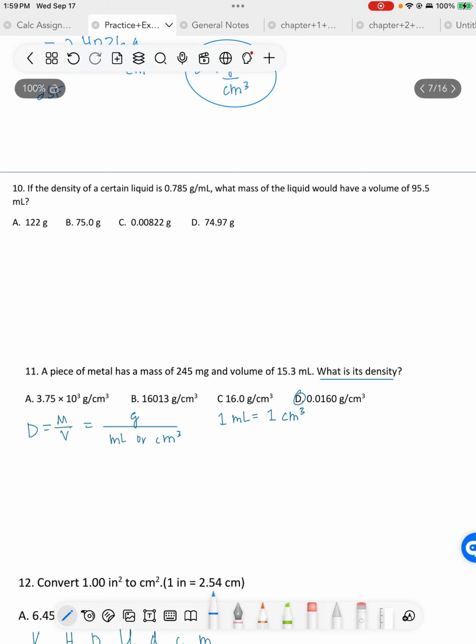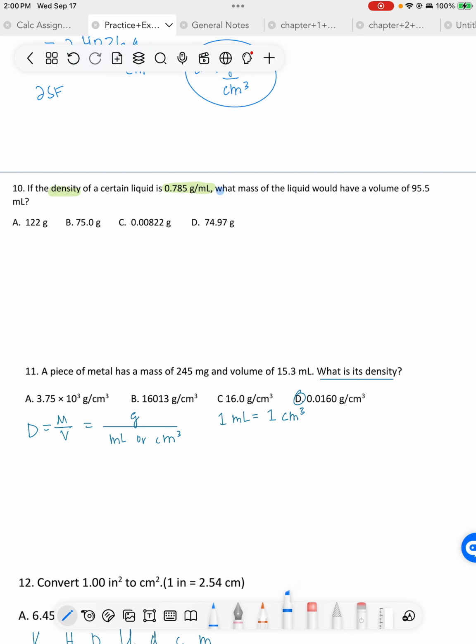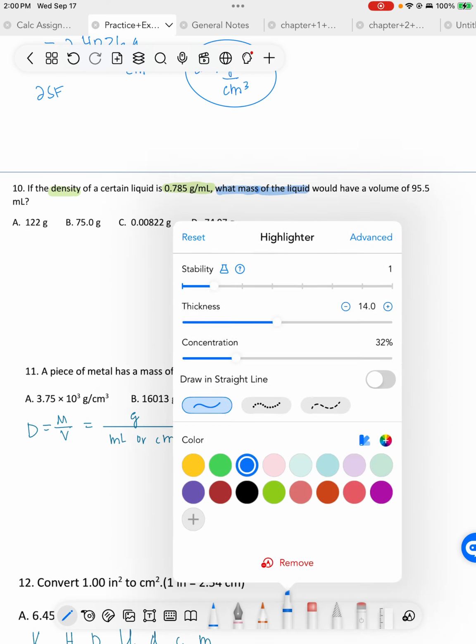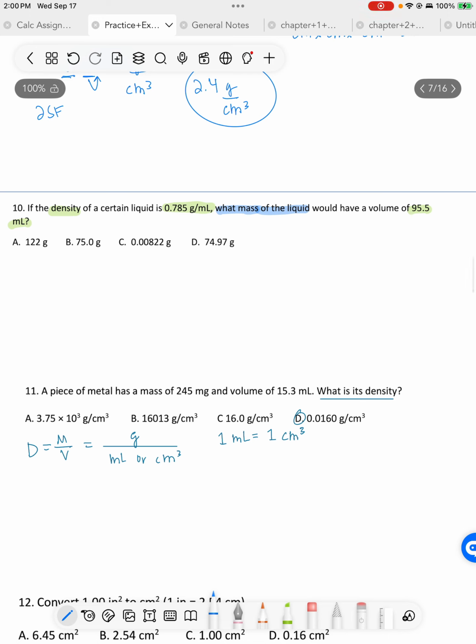All right, number 10 is asking for the density of a certain liquid. Oh, it tells us the density of a certain liquid, and it wants to know, let's do this in a different color, what mass of the liquid would have a volume of 99.95 milliliters. So this question is worded a little weird, and it's not giving you the variables that you need in the order that you need it, so we kind of have to think about it.